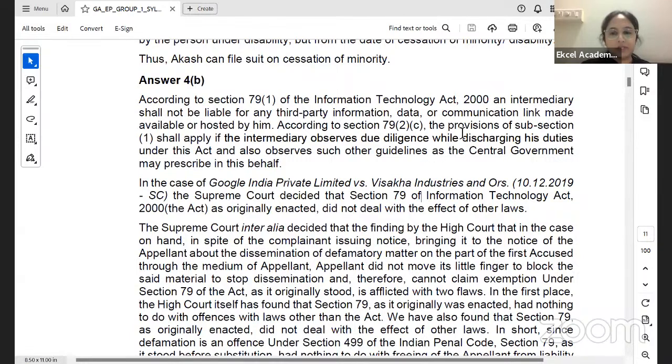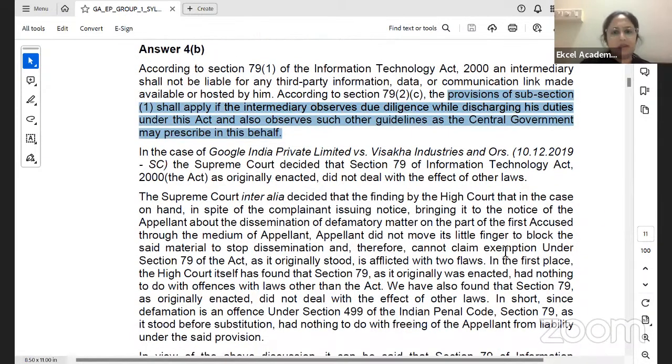So according to 79(2)(c), the provision of subsection 1 shall apply if the intermediary observes due diligence. See, if you are reasonably careful, then even if there is something wrong, you need not worry. The provisions shall apply if the intermediary observes due diligence while discharging his duties under this Act, and also observes such other guidelines as the central government has prescribed. If you observe due diligence, that is sufficient. You need not worry about each and every message, each and every mail. So that is one thing.